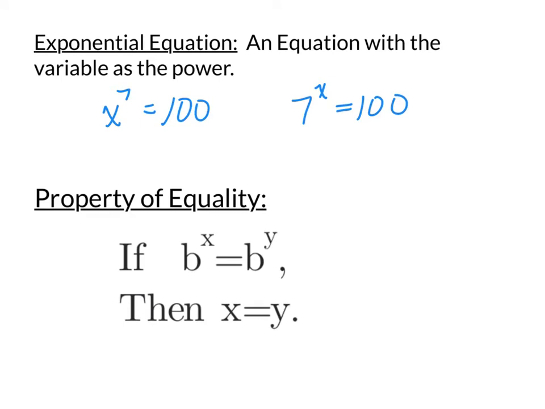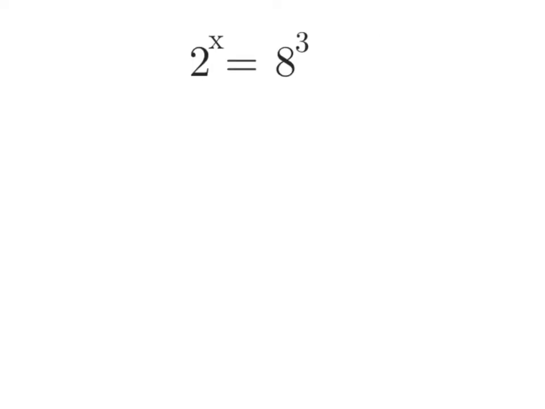And the type of equation that we're going to deal with is a very specific one, one that's going to utilize this property of equality: if b to the x is equal to b to the y, so the bases of each exponential are the same, but the variables are in the powers, then the two powers have to be equal to each other. So here's a good one.